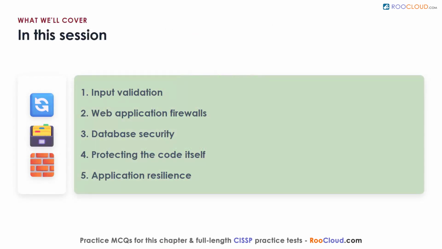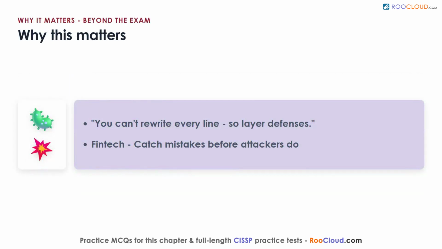In this session, we'll pivot from attacks to the controls that stop them. We'll answer several questions. How does input validation shut down bad input? What is a web application firewall for? How do you keep a database from betraying its data? How do you protect the code itself? And how do you build applications that bend without breaking? Why does this matter beyond the exam? Because these are the safeguards you will actually recommend and audit.